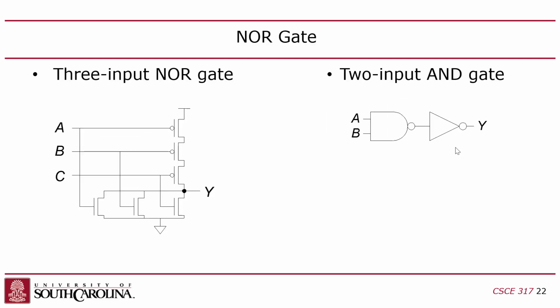Okay, so depending on how you connect the pull up and pull down, you can get different gates, you can get different numbers of inputs. In general, the number of transistors is 2 times the number of inputs. So if there's 3 inputs on this NOR gate, there's 6 transistors.